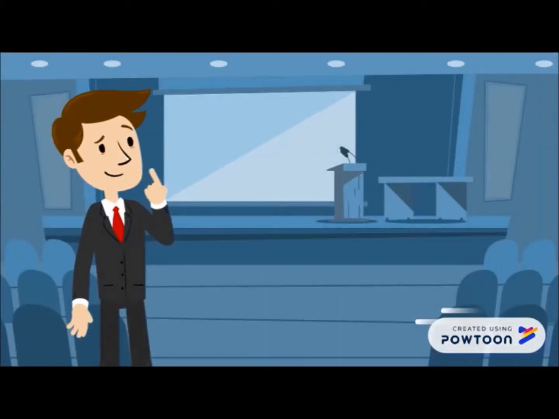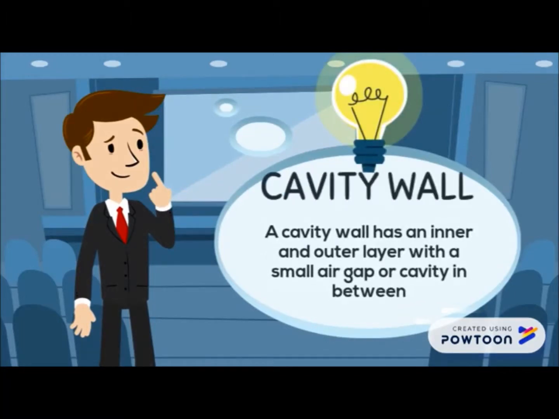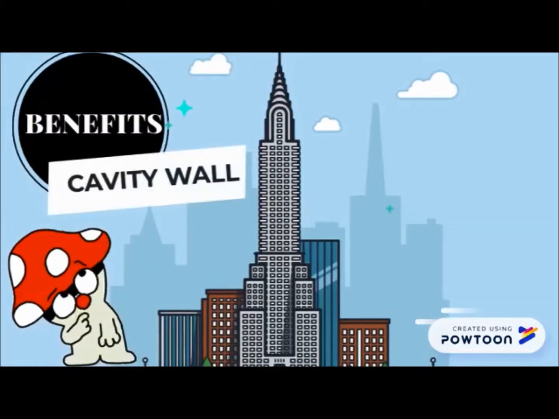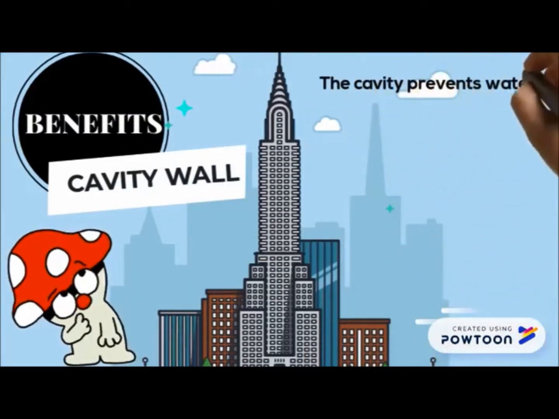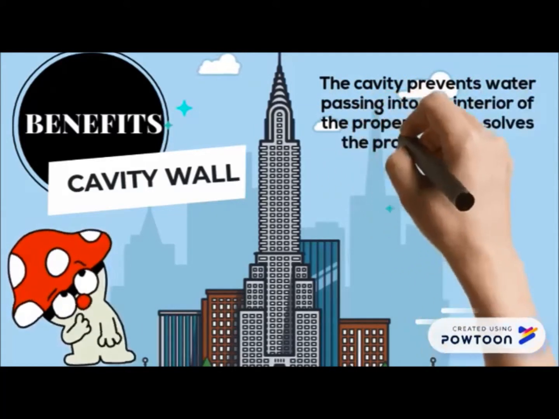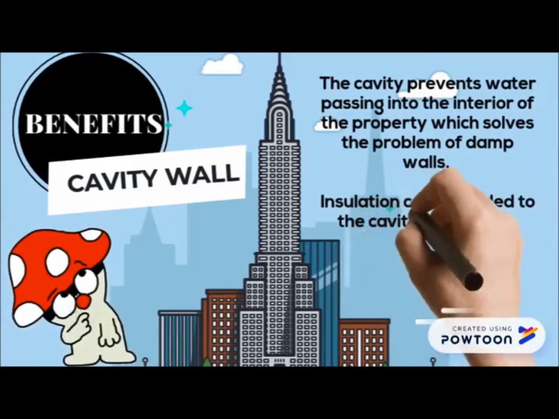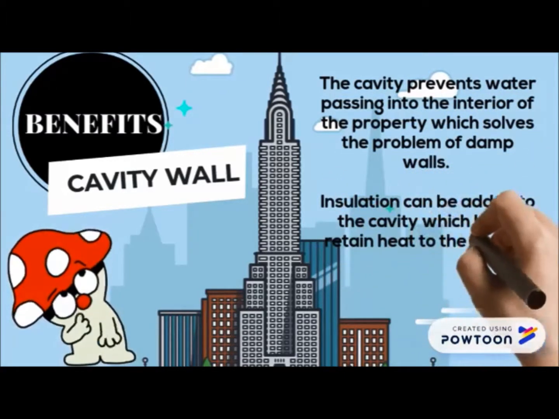Another type of external wall is cavity wall. It has an inner and outer layer with a small air gap or cavity in between. The cavity in the wall prevents water passing into the interior of the property, which solves the problem of damp walls. Insulation can be added to the cavity, which helps retain heat in the interior of the property.